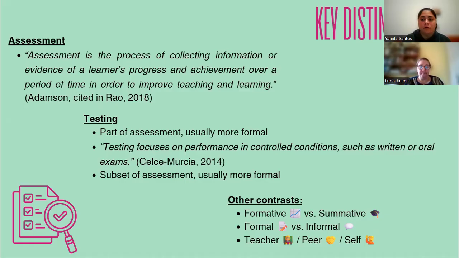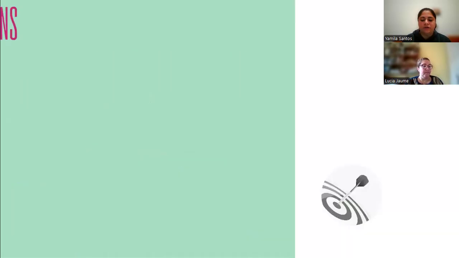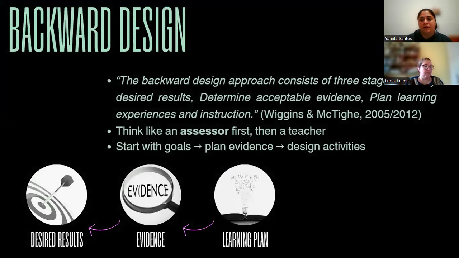Yeah, let's move to a model that puts evaluation at the center. It's called backward design. Yes, according to Wiggins and McTighe, it is described in three stages. The first one identifies the desired results. The second one determines the acceptable evidence, and the third one plans learning experiences and instruction. The key idea is to start with the end in mind. Think like an assessor first, then as a teacher.